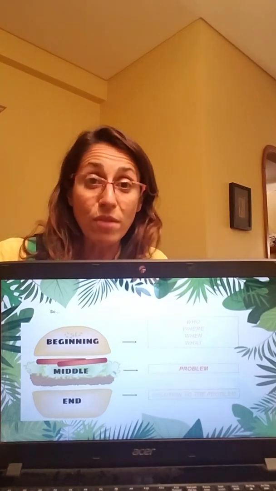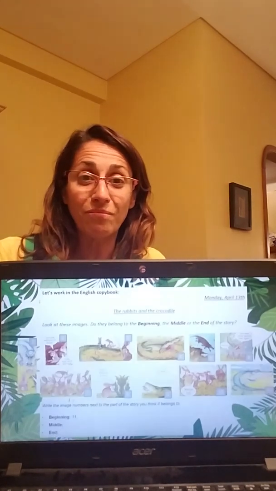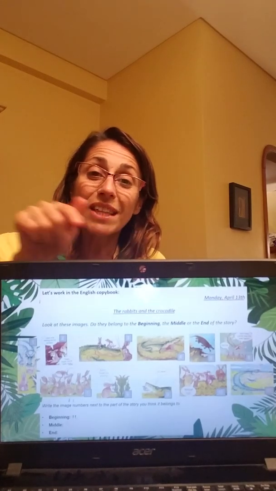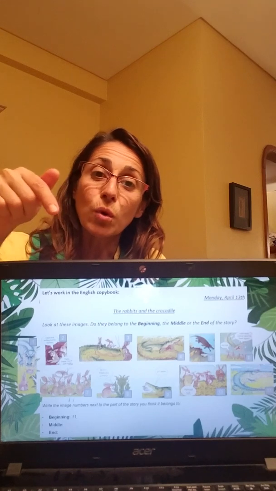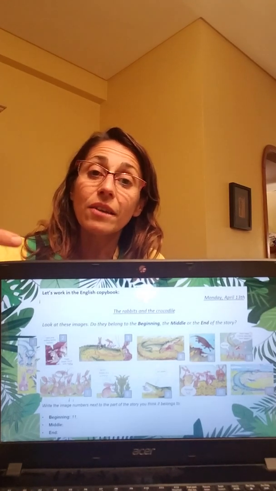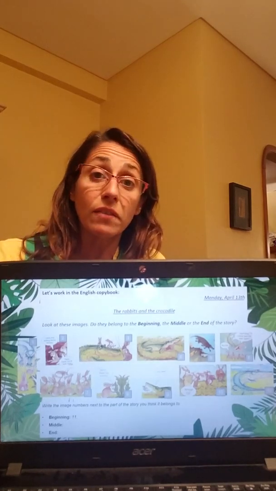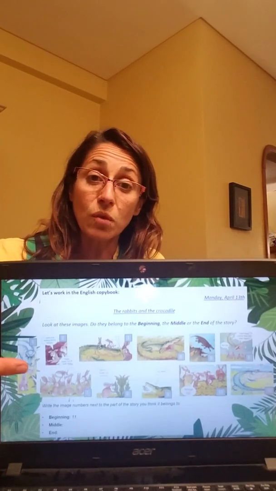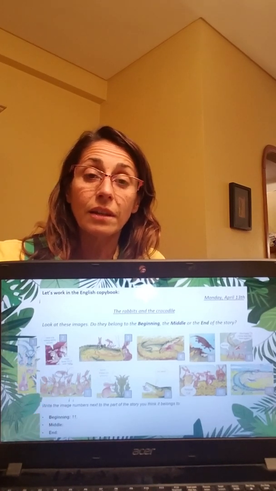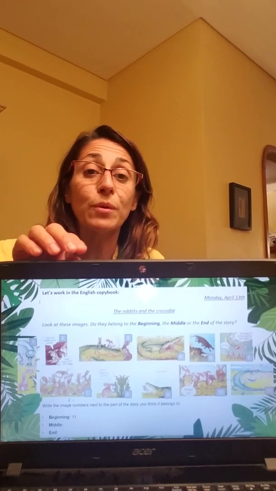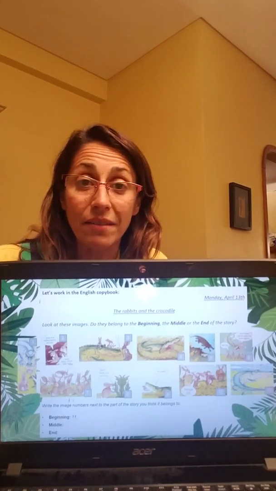Okay? Now, yes, you are going to work. So let's see what you have to do. Here, you see that there are different drawings. These drawings belong to the legend, okay? So what you have to do is decide if these drawings belong to the beginning, to the middle, or to the end of the legend. Okay? The first one is done for you. If you look here, it says that the drawing number 11 belongs to the beginning of the story. Let's see if you can discover the rest.